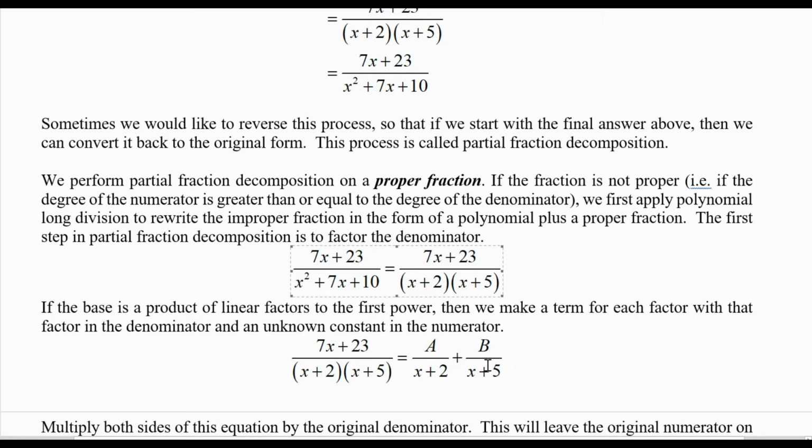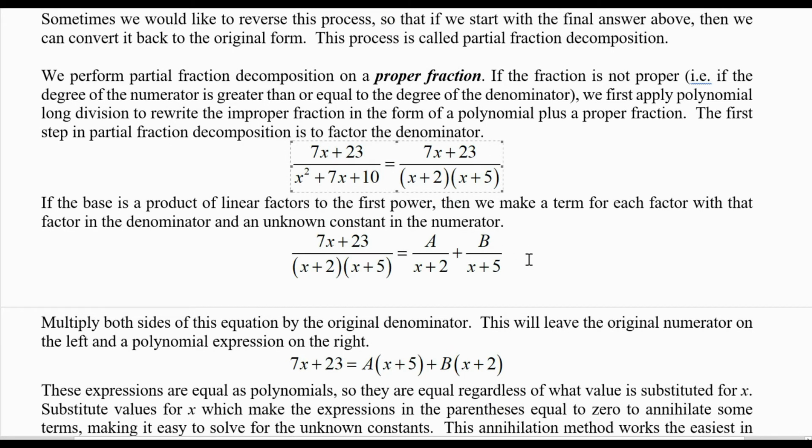So, what do we do with this? Let's see. What we're going to do is take both sides of the equation and multiply by this common denominator of x plus 2 times x plus 5. On the left, it will cancel out completely, leaving 7x plus 23. On the right, it will distribute, and the first part, the x plus 2's cancel, leaving the x plus 5 times A, and the second part, the x plus 5's cancel, leaving the B times the x plus 2.